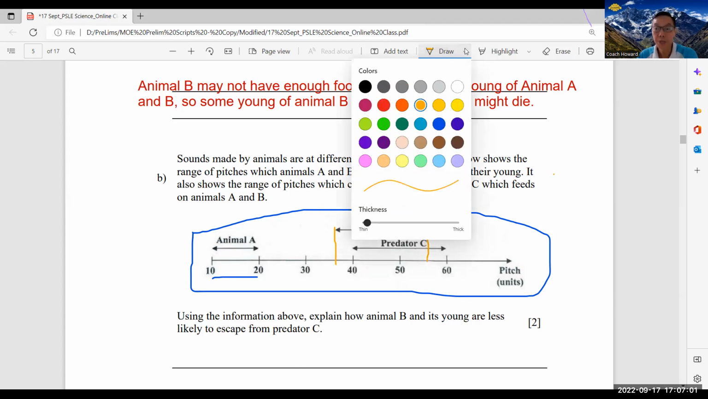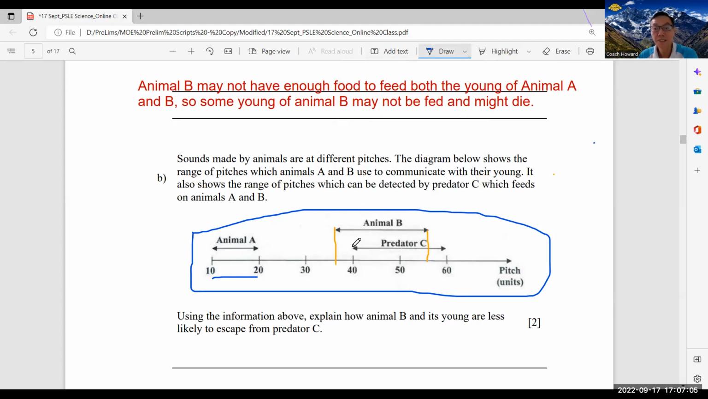However, its predator listening frequency is overlapping a big gap. Okay, so you see this part, right? This part which I shade is actually more than maybe 60 to 70%. Only some part they can't hear.